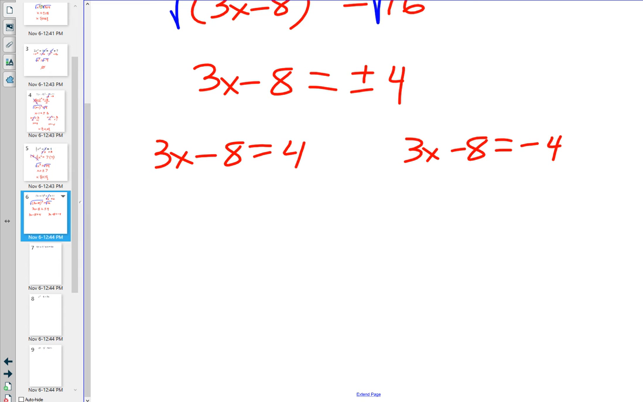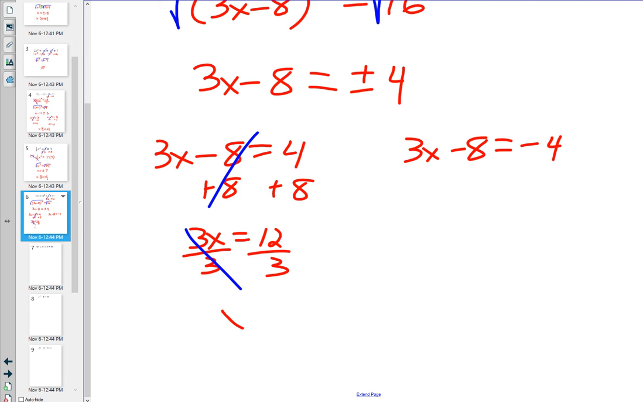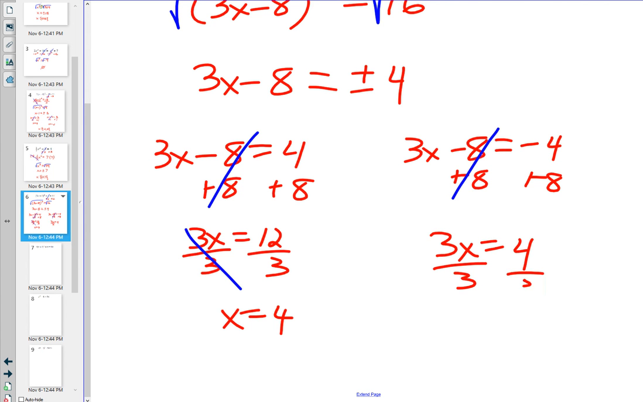And then you should be able to take it the rest of the way because we turn these down to linear equations. Plus 4 plus 4. 3x is equal to 12. Divide by 3. X equals 4. Plus 8 plus 8. 3x equals positive 4. Divide by 3, divide by 3. 4 cannot be divided by 3. It cannot be reduced. So we just leave it as 4 over 3.